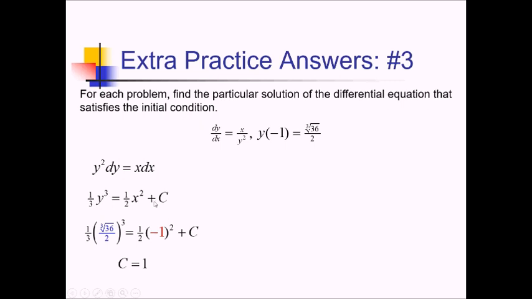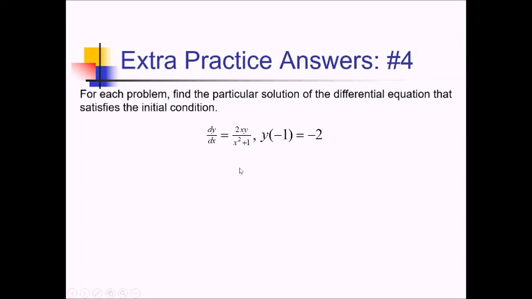So plugging that back in up here, we have 1/3 y cubed equals 1/2 x squared plus 1. But we're not done until we isolate y, so let's multiply everything by 3. That's going to be 3/2 x squared plus 3. And then we have to take the cube root of both sides. And when you take the cube root, there's no plus or minus, so we don't have to worry about that. This is just going to be y equals the cube root of all the stuff over there. And we are done.